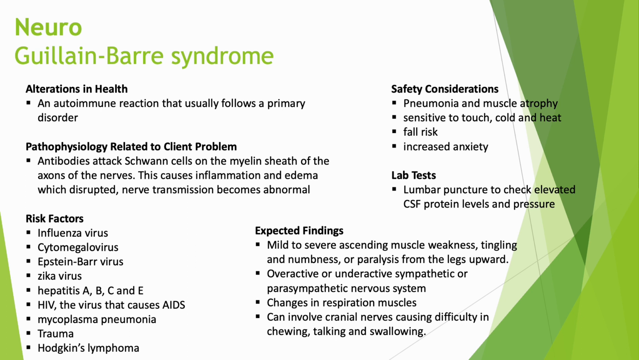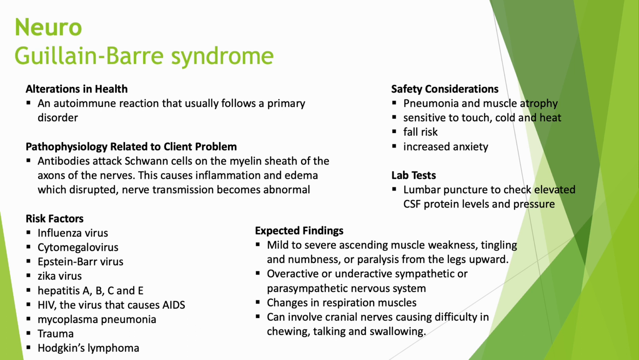Guillain-Barré syndrome is an autoimmune reaction that follows a primary disorder, much like other autoimmune reactions. It attacks the Schwann cells in the myelin sheath. I love whoever did this slide because I almost never see the description of the pathophysiology behind it. But that's what happens, and the nerve transmission becomes abnormal. Risk factors are perfect. I love all those.